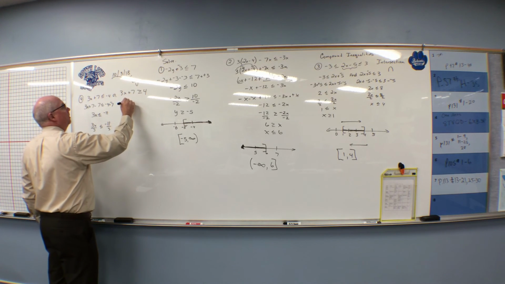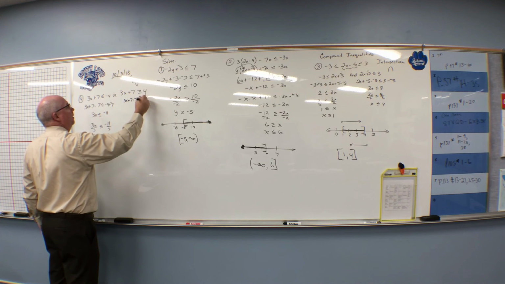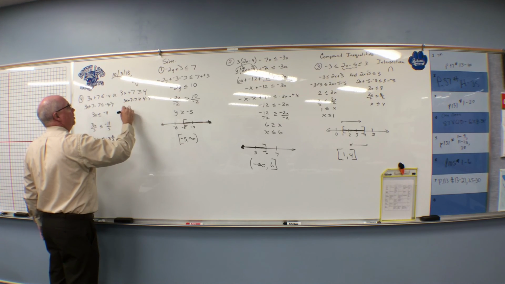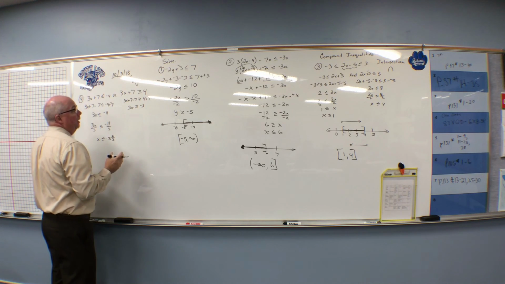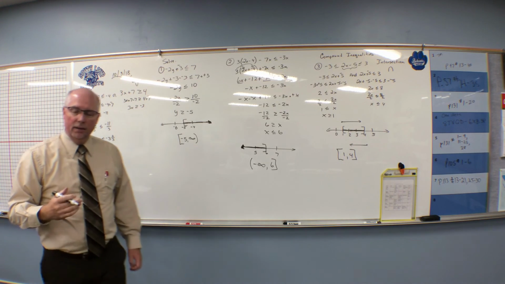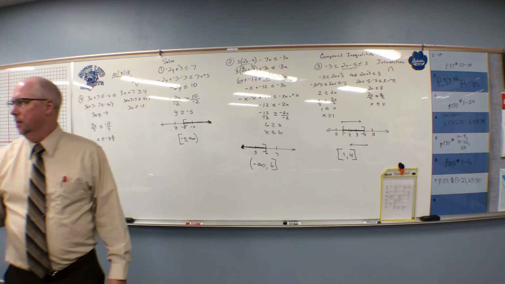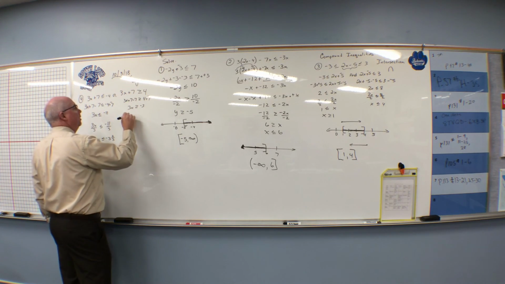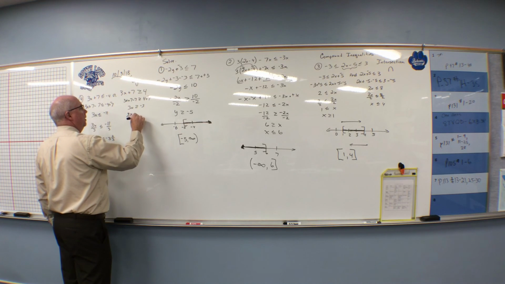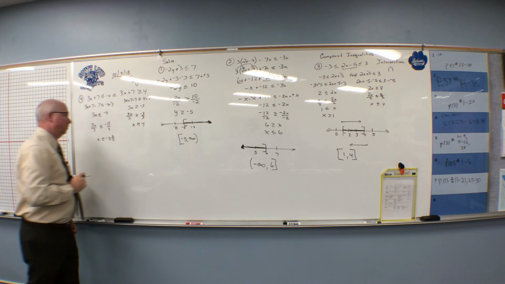I'll go ahead and do the other one. So I have 3x plus 7 minus 7 is greater than or equal to 4 minus 7. So 3x is greater than or equal to negative 3. Once again, since I'm dividing by a positive into a negative, it doesn't matter. Thank you, Lainey. Was it good? Mm-hmm. All right, good. So 3x divided by 3 is greater than or equal to negative 3 divided by 3. So x is greater than or equal to negative 1.